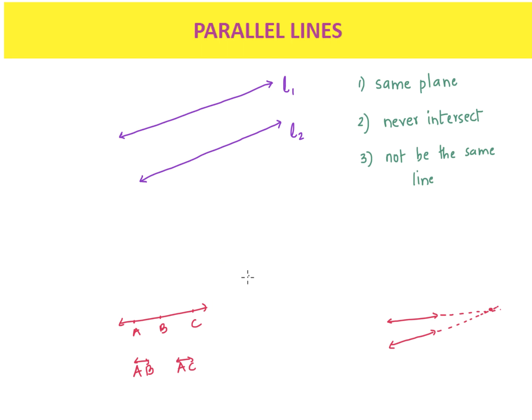Now the way you show that lines are parallel to each other on the figure is with this symbol like this. You could have one arrow, or you could have two arrows like this, and that means these two lines are parallel to each other. You could have one arrow, and that also means that they are parallel to each other. And the way you would write it is like this: line 1 is parallel to line 2.